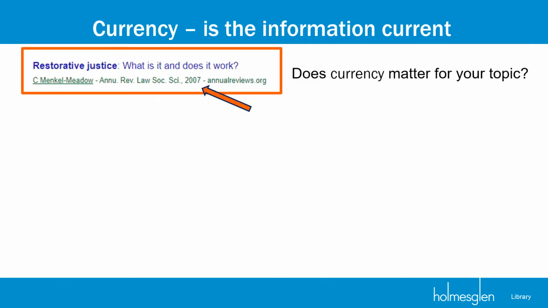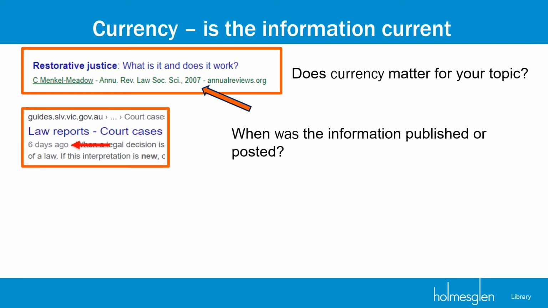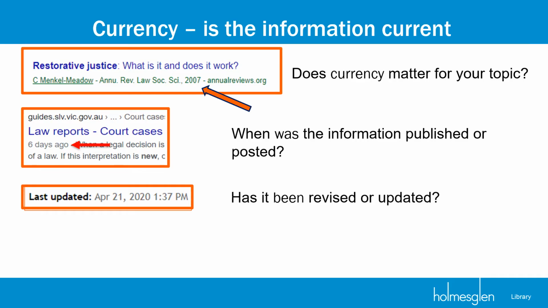Let's look at currency, or how recently the information source was published. Your teacher will usually tell you whether you need to have current or recent information, or if older or a historical perspective is needed. So you will need to find out whether the information was published recently or a long time ago. Sometimes online sites will let you know when they were last updated.